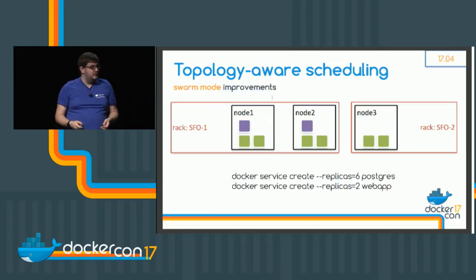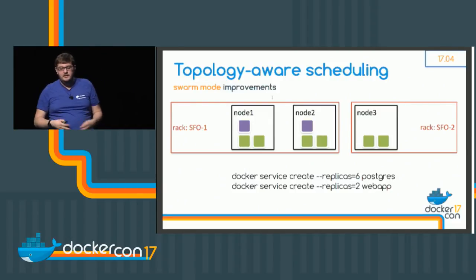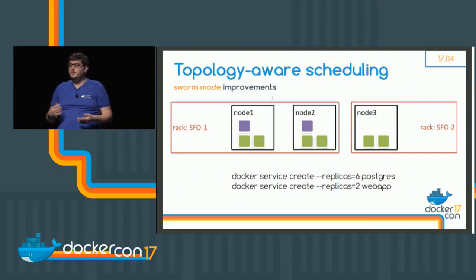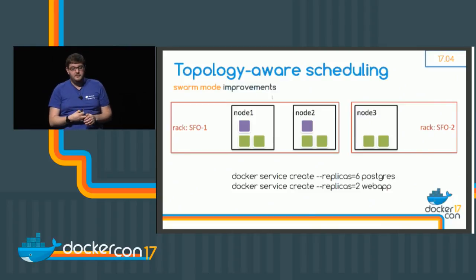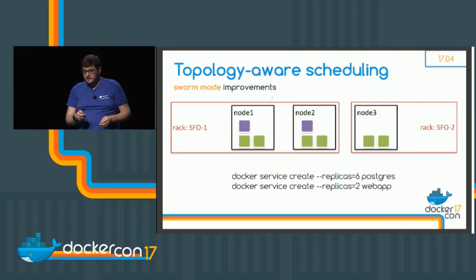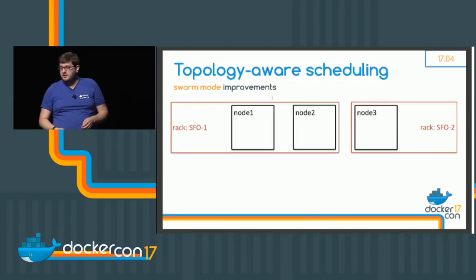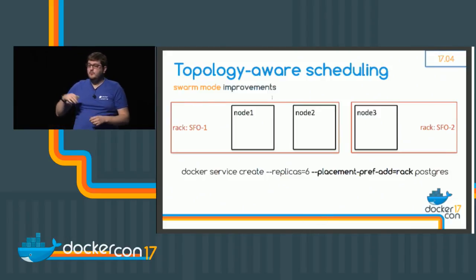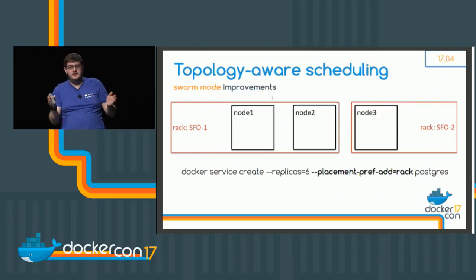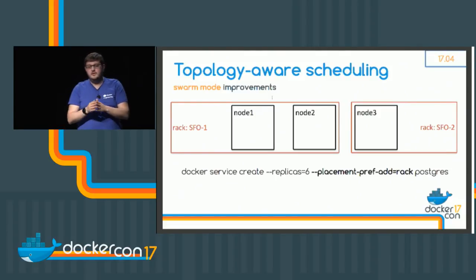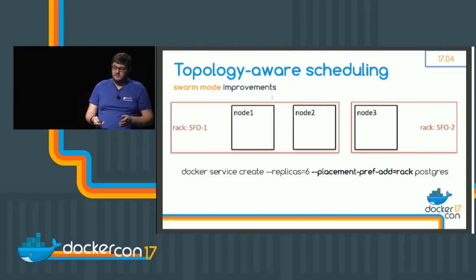So here, I guess you see my point, you see the issue. If the rack SFO1 goes down completely, you're in trouble because you don't have any web app container on the other rack. So with the latest version of Docker, you can fix this issue quite easily. Let's start from fresh. Again, I'm going to deploy 6 replicas, but I'm going to add a placement preference on the rack itself. So instead of spreading the replicas on the node, I want Swarm to spread the replicas on the racks themselves.